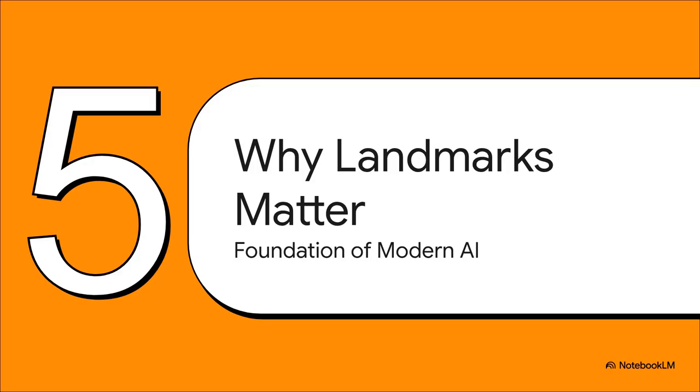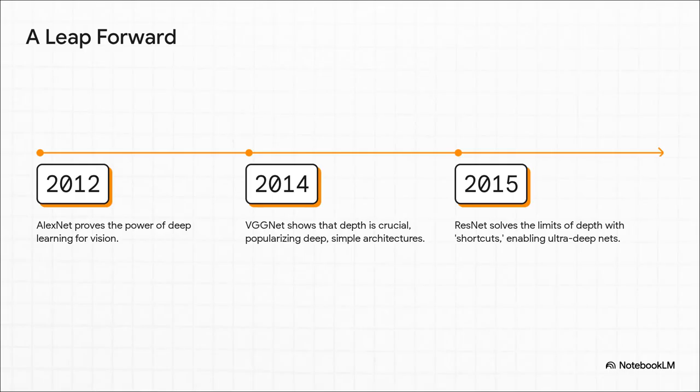So, we've seen VGGNet prove that depth is powerful, and then ResNet came along with the key to unlock even crazier depths. So why is this little history lesson so important today? I mean, just look at this timeline. It really shows you how fast all of this happened.